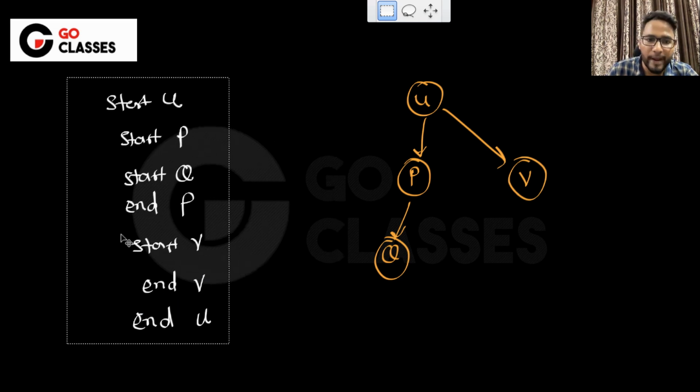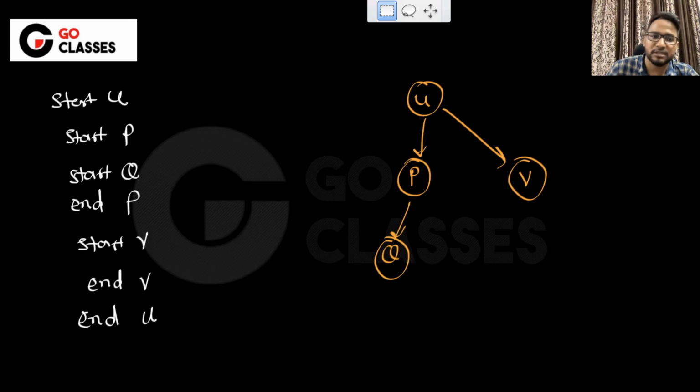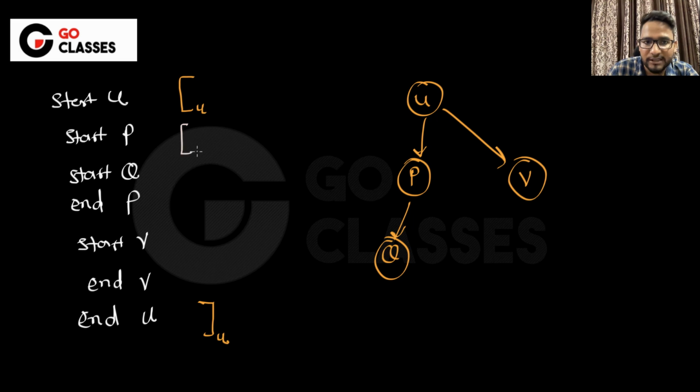Now let me map this whole scenario to our parentheses. Let's suppose that start of U is this kind of parenthesis and end of U is this parenthesis. Let's take start of P as this parenthesis, and end of P is here, which is, let's suppose, this parenthesis. And let's say that start of Q is this parenthesis and end of Q comes immediately after the start of Q, right? So end of Q will be this.